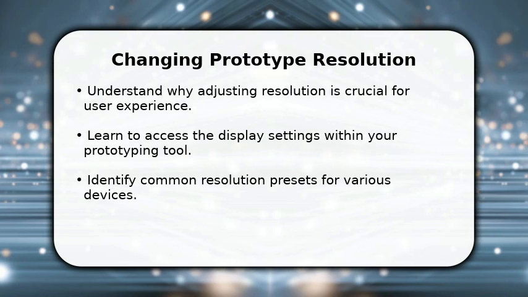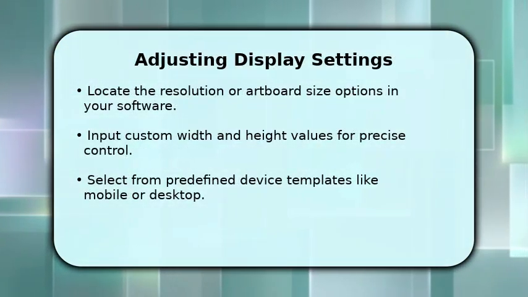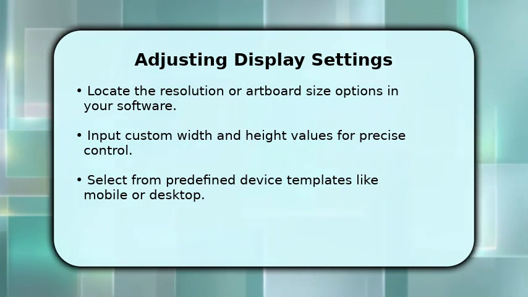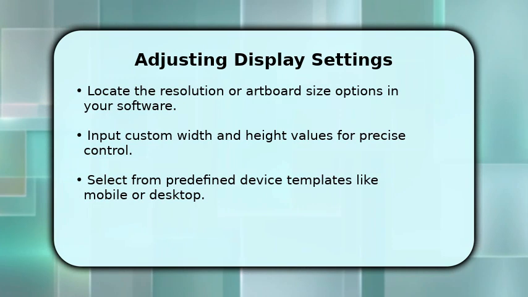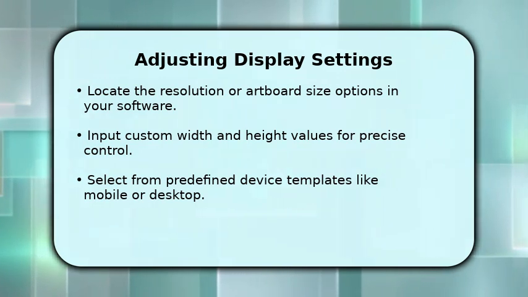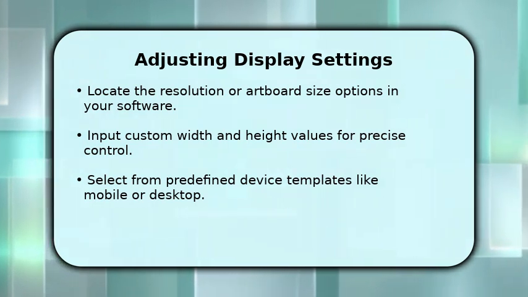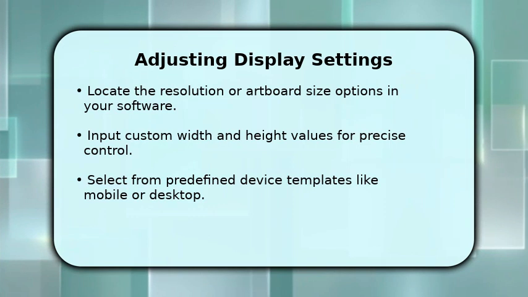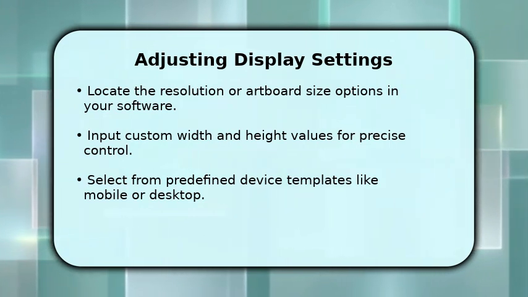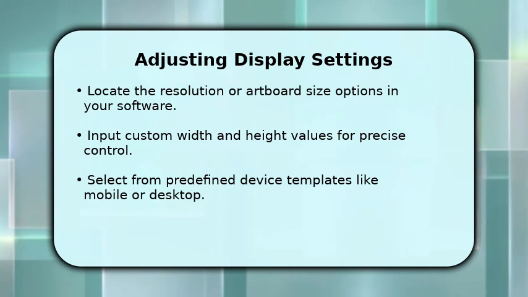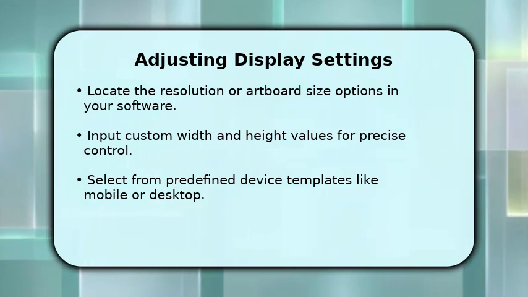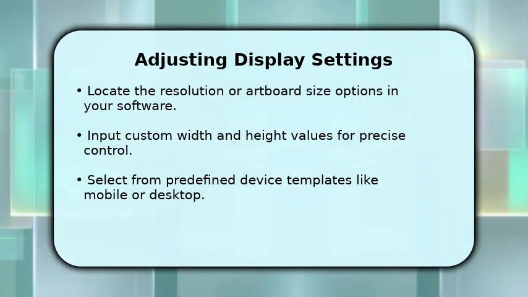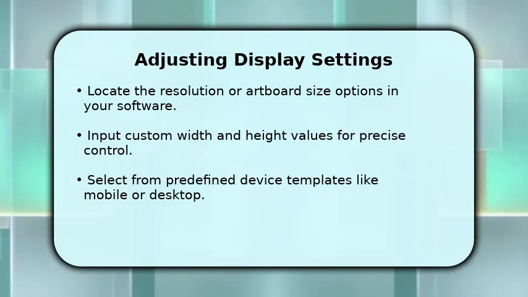Let's dive in. Once you're in the display settings, you'll typically see options to modify the artboard's width and height. Many tools offer predefined templates, such as a standard mobile resolution of 375 by 812 pixels, or a desktop view of 1440 by 900 pixels. You can also manually enter specific pixel dimensions to achieve a custom resolution, giving you complete flexibility for your design needs. This allows for meticulous control over your prototype's appearance.